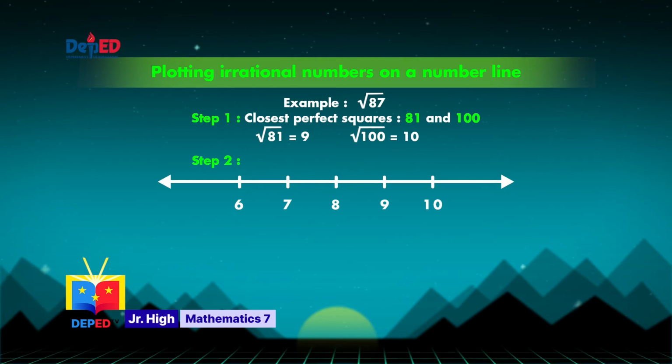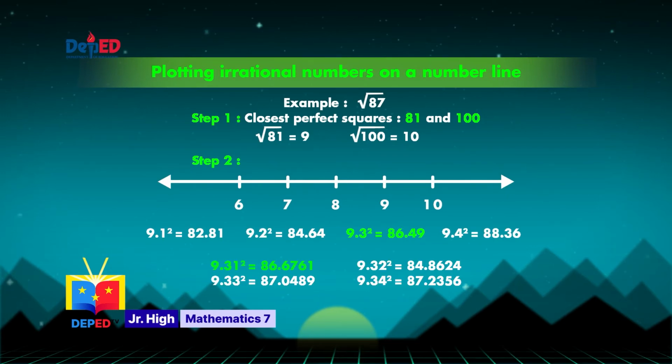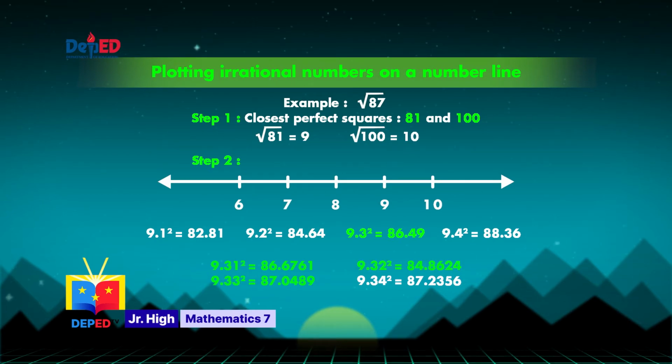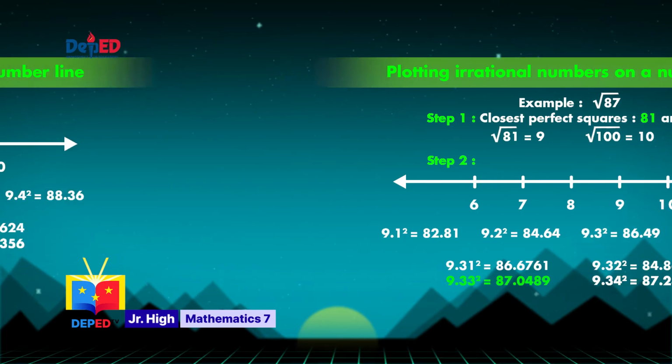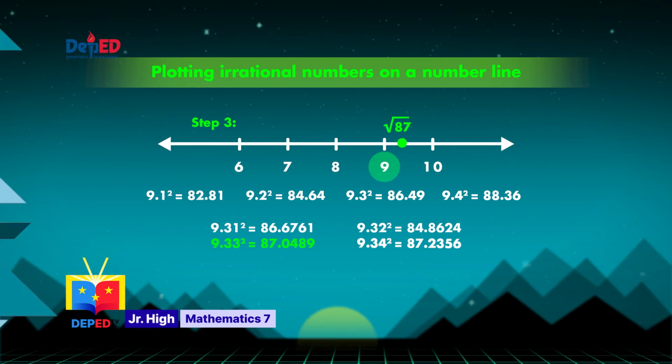The value of 87 is closer to 86.49, so its square root should also be closer to 9.3. We may square 9.31, 9.32, 9.33, and 9.34. So the estimate of the square root of 87 is 9.33. Step 3. Let us locate 9 and 10 on the number line. We know that the square root of 87 is closer to 9, so it should be located here.